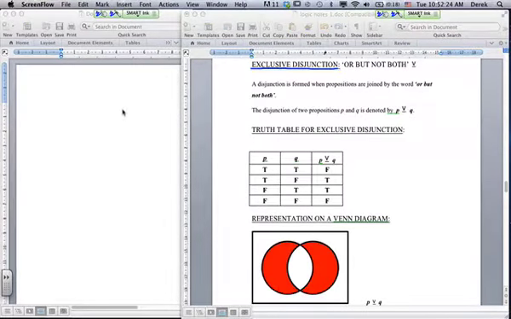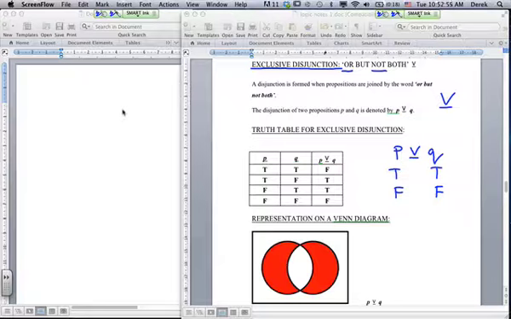With the exclusive disjunction, this can be "or", but not both. And the way that we denote it is like that. So if we have two, we have P, the exclusive disjunction, and Q. We can have that P can be true or false, and Q can be true or false. But for this to be true, either one of these must be true, but they can't both be true.